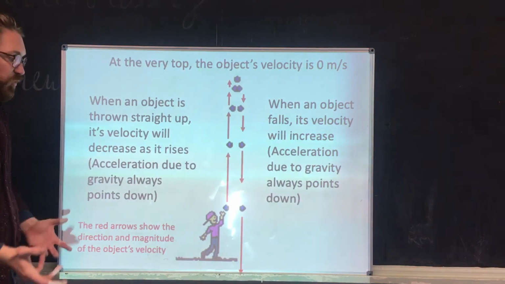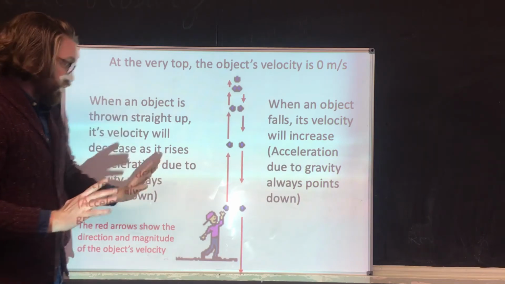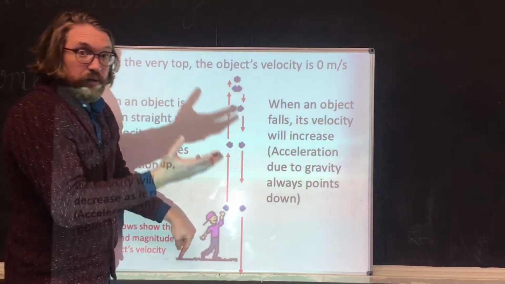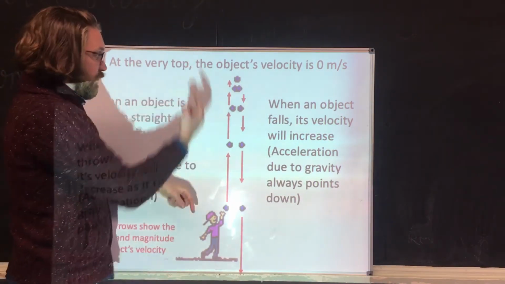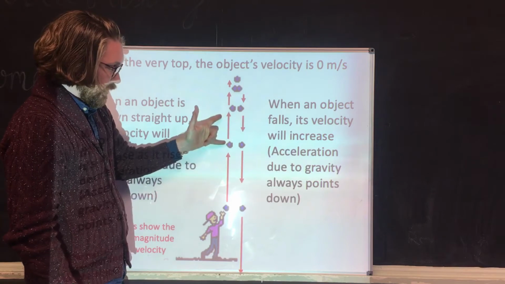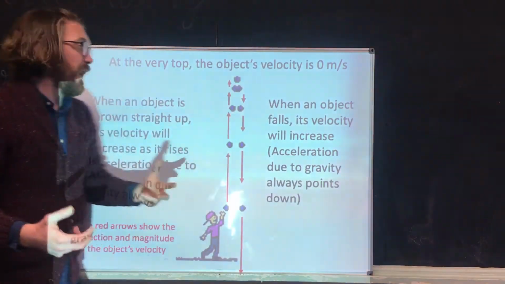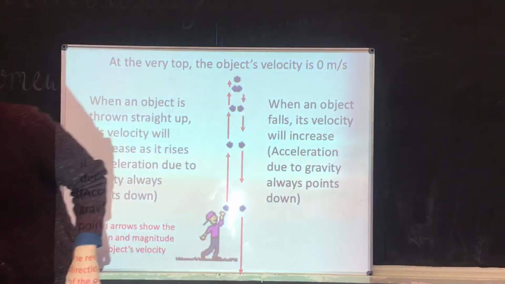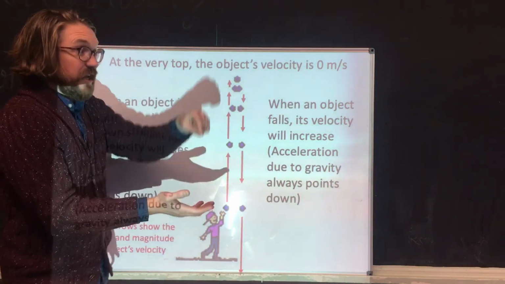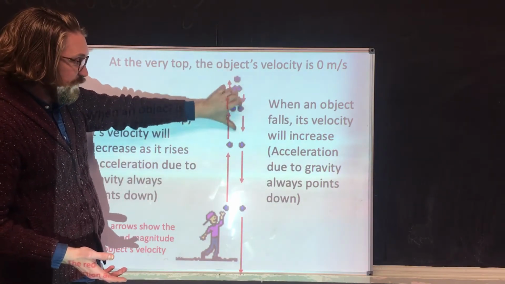Whereas here, because we're throwing the object up into the air, the acceleration due to gravity always points down. So when you throw the object up, if the acceleration is going down and the object is going up, the velocity of the object gets slower and slower and slower until it gets to the very top. When it gets to the very top, its velocity is zero. Watch, it stops right at the very top. It slows down, stops, and then since acceleration is pointing down, as it falls, it speeds up.